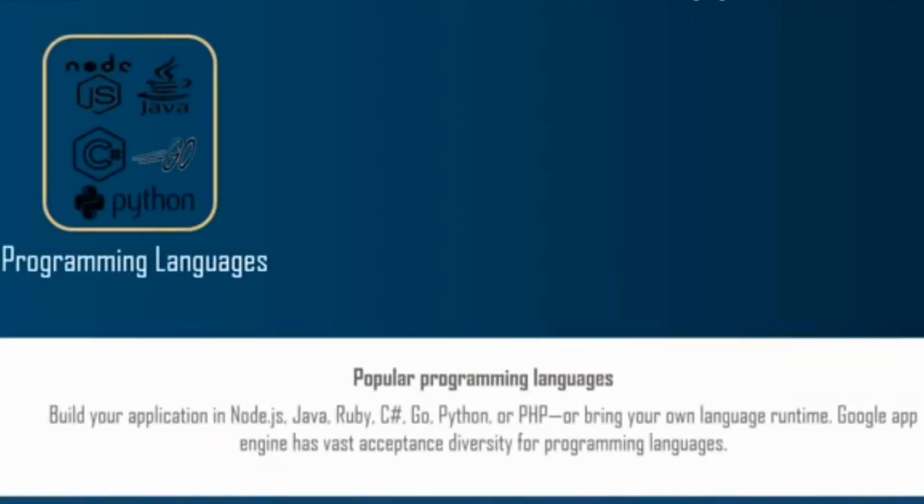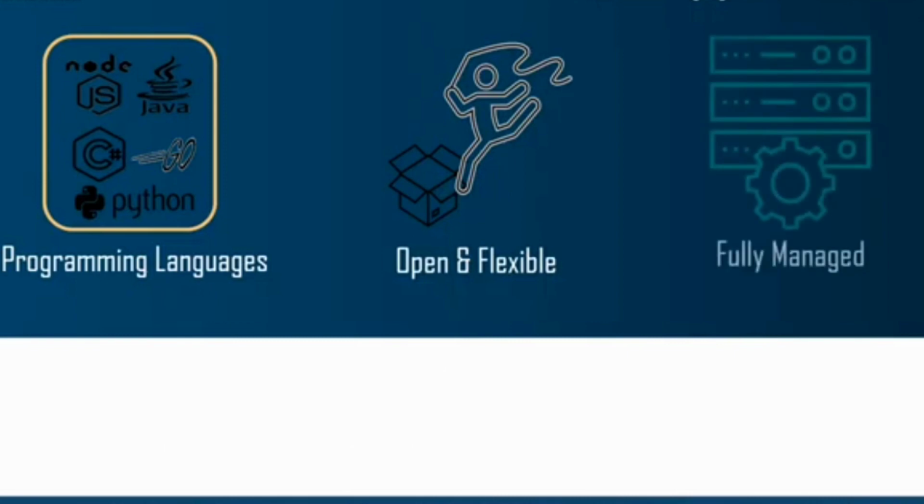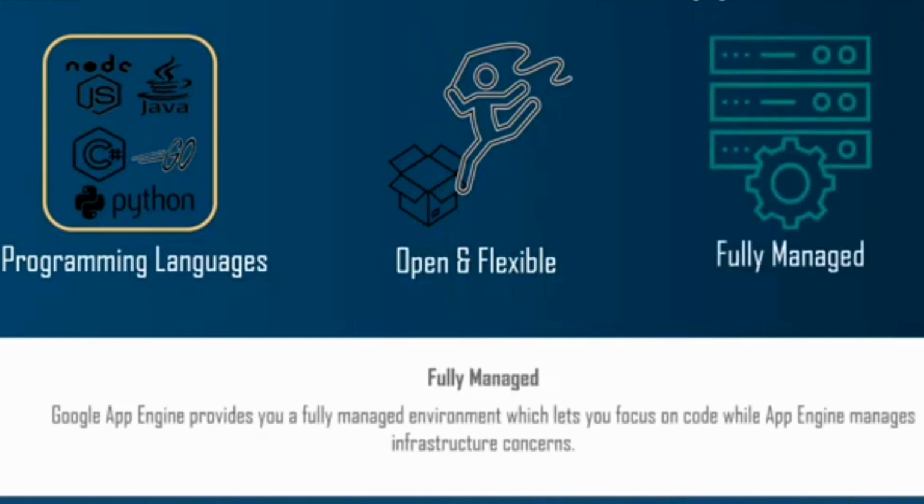If you see the programming languages, the platform supports PHP, .NET and Ruby applications, and apart from this, it also supports other programming languages through custom runtimes. App Engine serves 350 plus billion requests per day. Now let's see how Google App Engine is actually open and flexible. Custom runtimes in Google App Engine allow you to bring any library and framework to App Engine by supplying a Docker container, your own runtime, by supplying a custom runtime from the open source community.